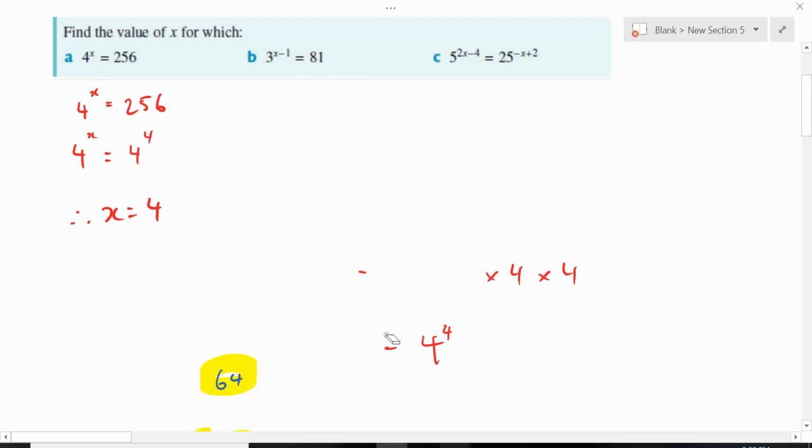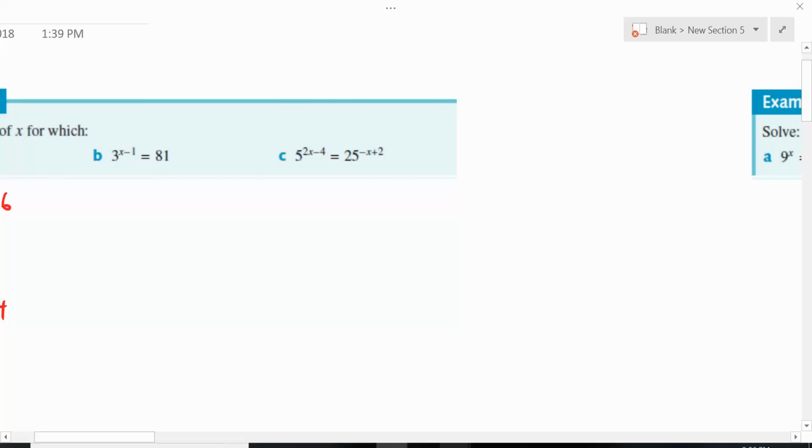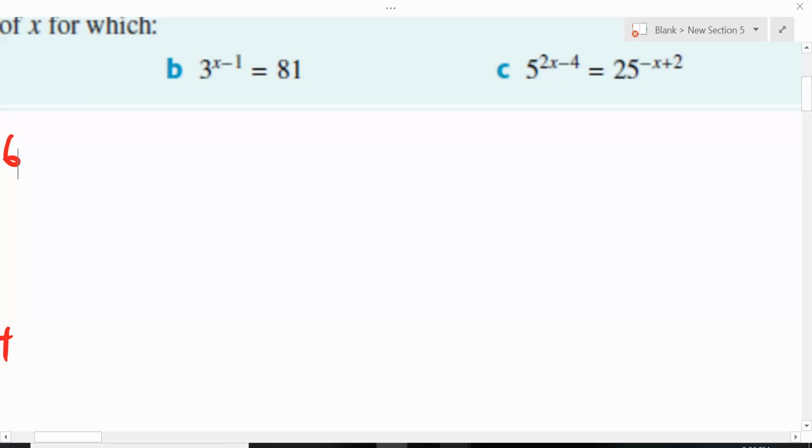Same thing with 3 to the power of x minus 1. Now, if you have a look at this problem on the left, it's the same thing. We can only solve if it has the same bases. So right now I've got 3 to the power of x minus 1. My goal is to make 81 to the base of 3. Okay, now if you don't know what 3 to the power of what will give you 81, break it down. Now let's break it down. 81, how can I break this down? What two numbers that multiply give you 81?